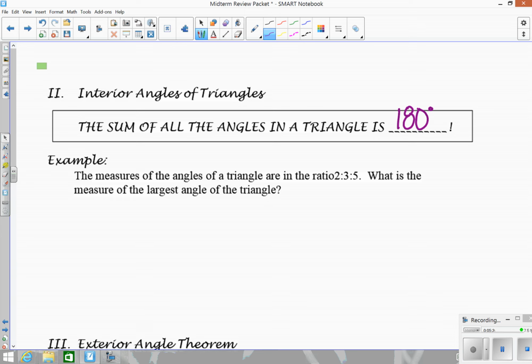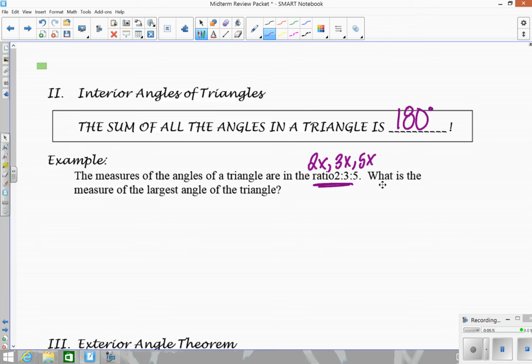So if you look at this example, we have the measures of angles in a triangle are in the ratio of 2 to 3 to 5. So whenever you see this ratio, automatically you should be thinking the angles are 2x, 3x, and 5x. We have to use x because there's a common factor between the three angles. That's why the ratio is 2 to 3 to 5. It's not that the measures are 2 degrees, 3 degrees, and 5 degrees. So you have to put the x in there because you're trying to find that common number being used.